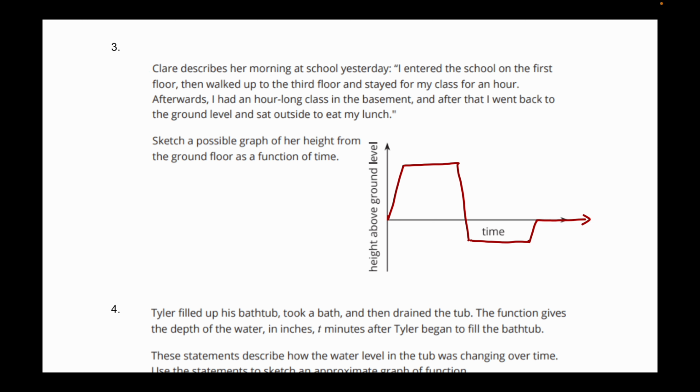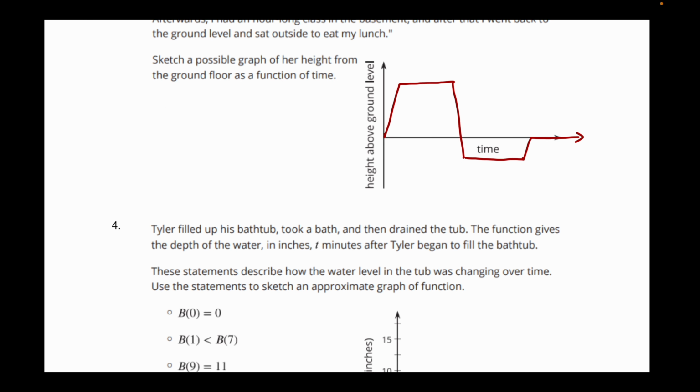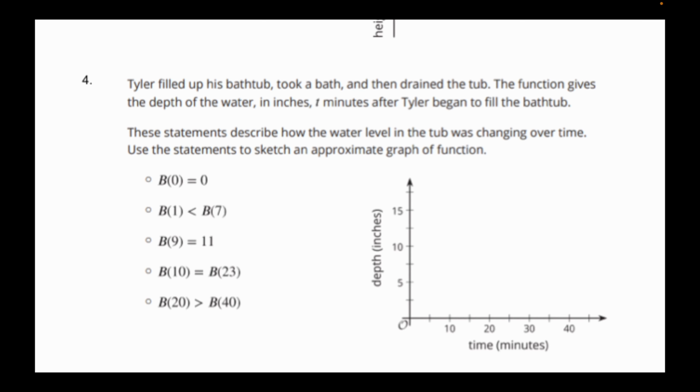Now it doesn't tell us how long lunch is, so I just kind of put an arrow because we don't know how long it is, so she's sitting outside. Now, your graph doesn't need to look exactly like this, but it does need to have the same features. You can make yours a little more condensed than mine. It doesn't have to go all the way over to the end, but we need to have those same sort of features. Let's look at question 4.